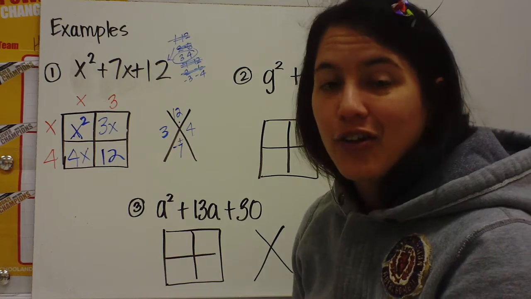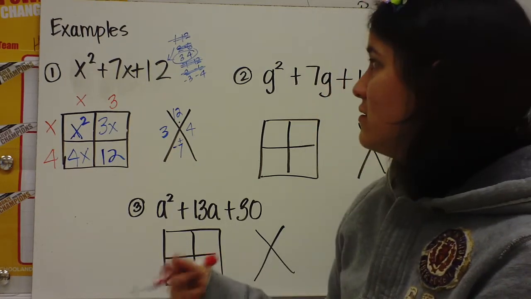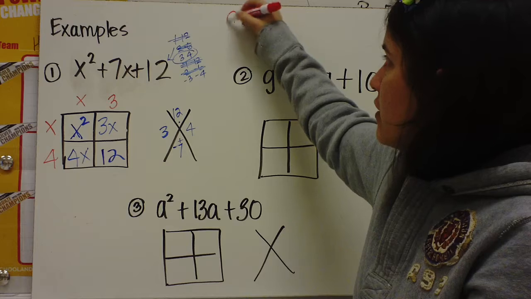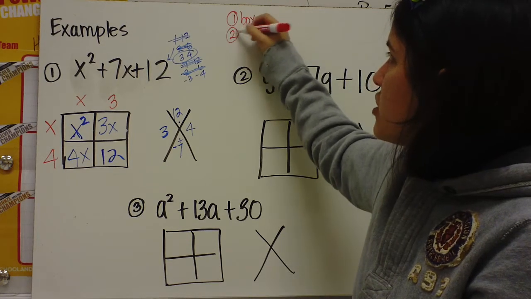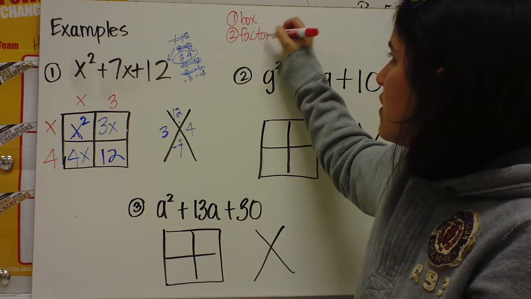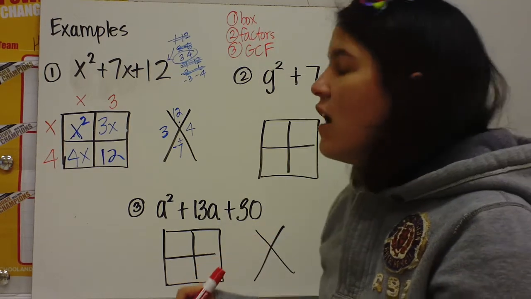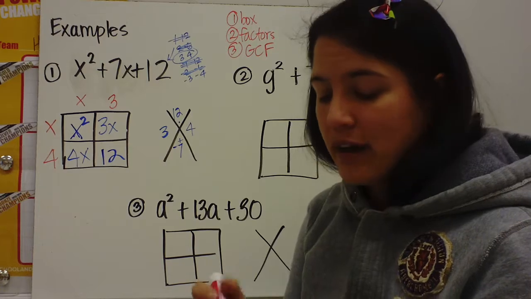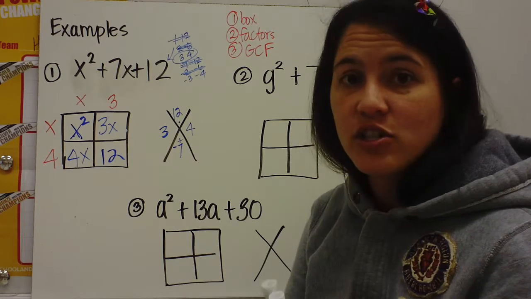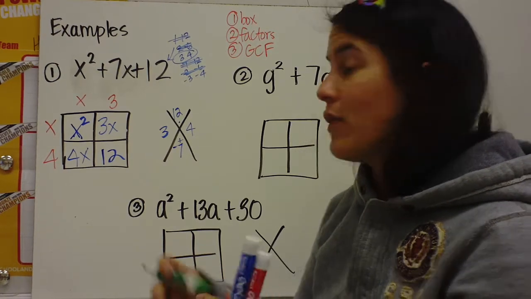Now that we've pulled out the greatest common factor, let's put some steps up here. Number 1, we put in the box. Number 2, we found the factors. Number 3, now we pull out the GCF of each section. The last step is putting it back in parentheses. You've done all the work, now we just have to rewrite it as the parentheses.